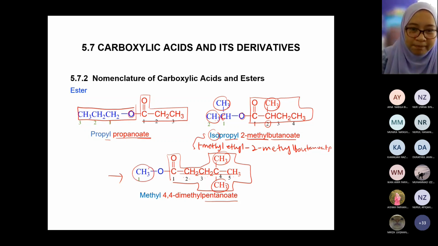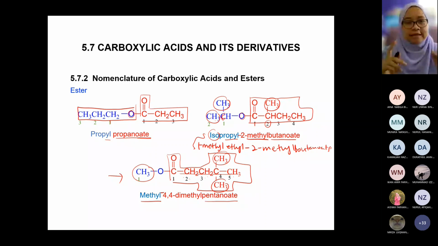How about alcohol punya part? Dia ada satu saja carbon. That is the only carbon. So it is methyl. Methyl dash. Don't forget the dash. Tambah dash guys. Yang dekat yang tak ada dash ni tambah dash. Okay, lepas huruf dengan number kena ada dash. Methyl 4,4-dimethyl pentanoate.